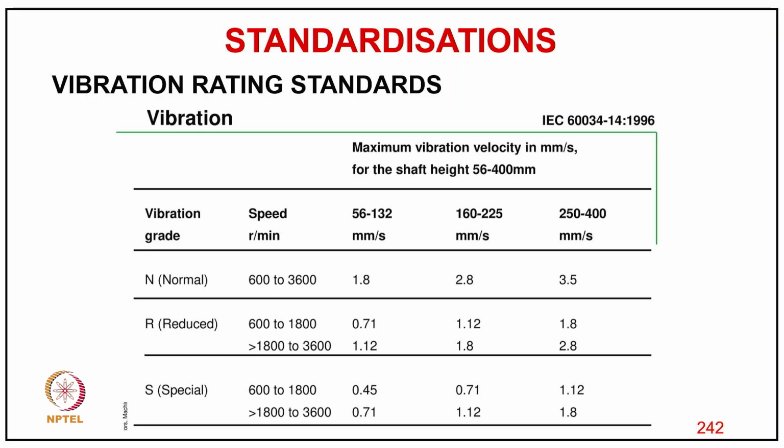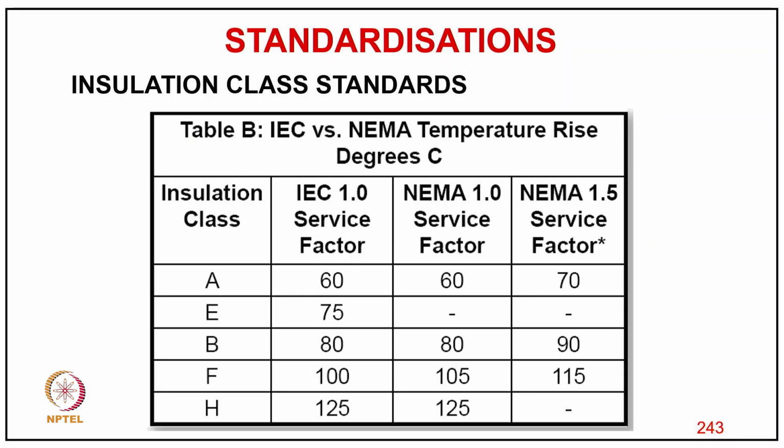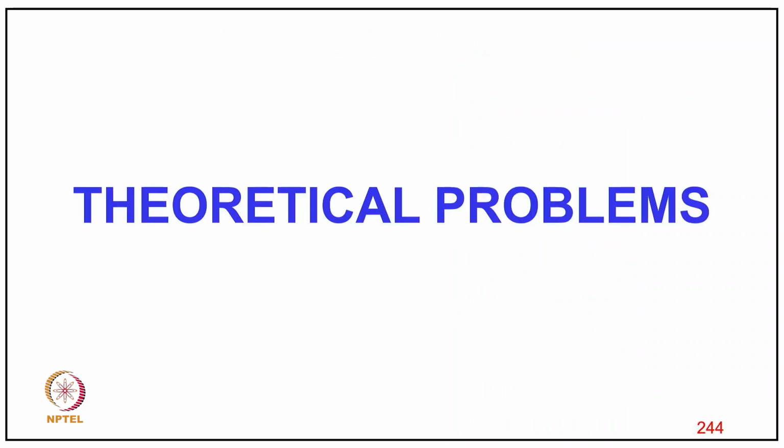Then the vibration rating standard. What is the level of vibration? Because that produces the noise, whether you have normal, reduced or special vibration. And then typically the class of insulation material, we already talked about. So these are the different classes of insulation used for different parts of the motor.